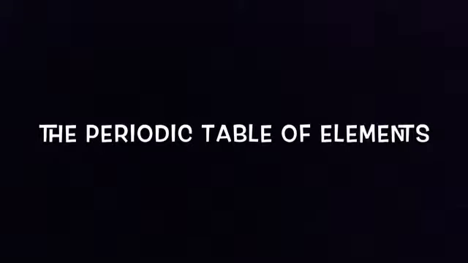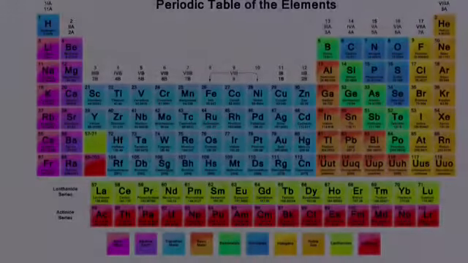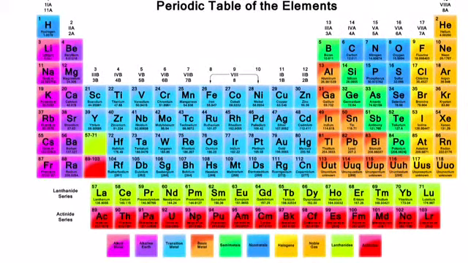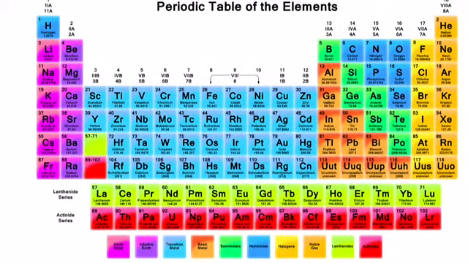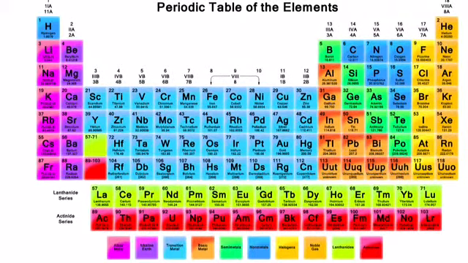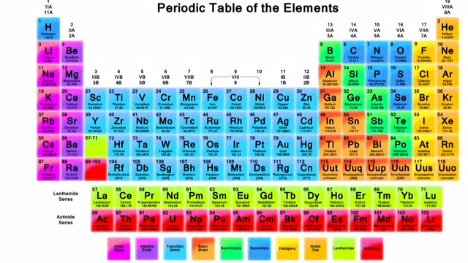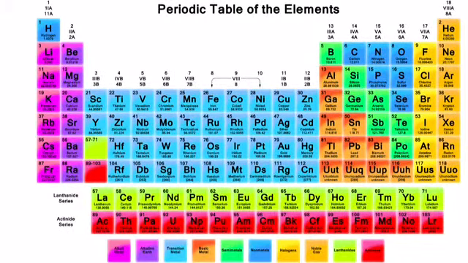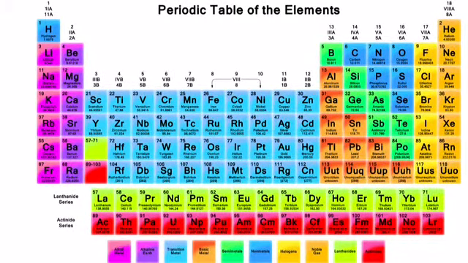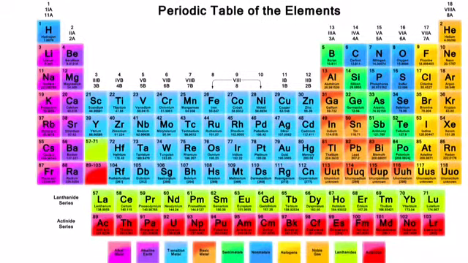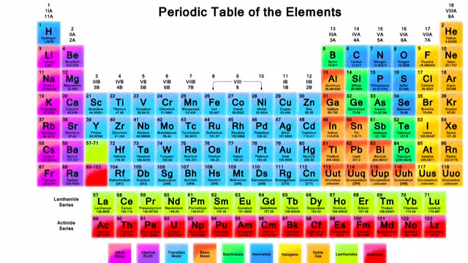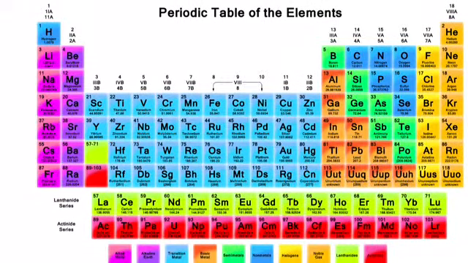The periodic table of elements. The periodic table contains all the elements that exist in the world. The periodic table is divided into two groups, Group A and Group B. Group A is divided into 8 smaller groups: 1A, 2A, 3A, 4A, 5A, 6A, 7A, and 8A.